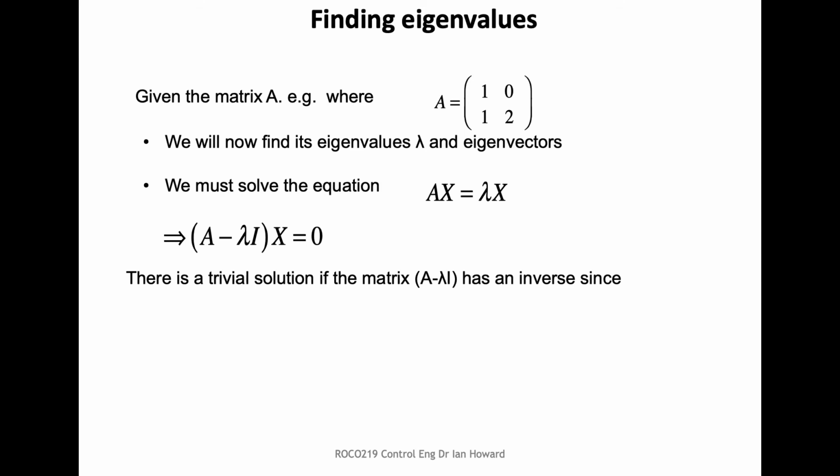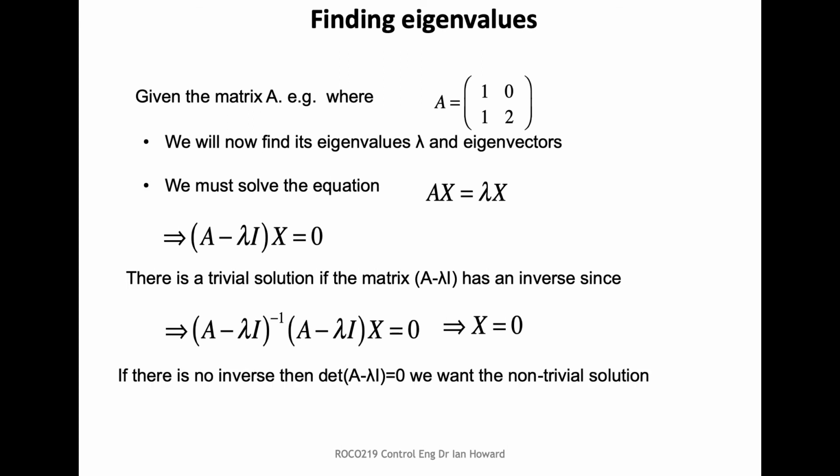Now there's a trivial solution to this. If we could find the inverse of A minus lambda I, we could multiply both sides by that, and that would get rid of the A minus lambda I component. We'd end up with the equation x equals 0, and that's not a very good solution because that's a trivial solution. What we actually want is when the determinant of A minus lambda I is 0, so there's not a trivial solution to this. So that's what we're going to look for. We're going to look for that condition, and in order to do that, we need to find the determinant of A minus lambda I.